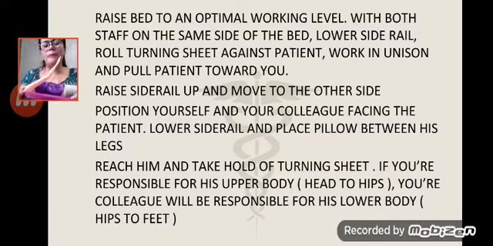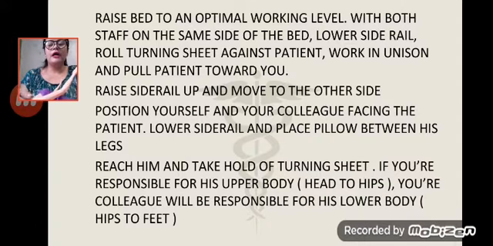Okay? So kung halimbawa yung mga turner ninyo, mga colleagues ninyo nandito sa left side, so una nyo gagawin, baba nyo muna yung side rails, then you will roll this sheet, then hatak ng konti. Okay? And afterwards, what would be the next procedure? After rolling the turning sheet, raise the side rail up and move to the other side. So pupunta naman dito. Your helper will be going to this side again. Then position yourself and your colleague facing the patient. Then of course you need to lower your side rail and place pillow between his legs.